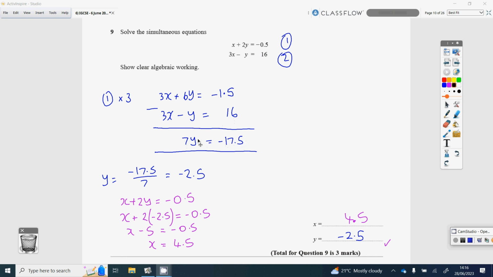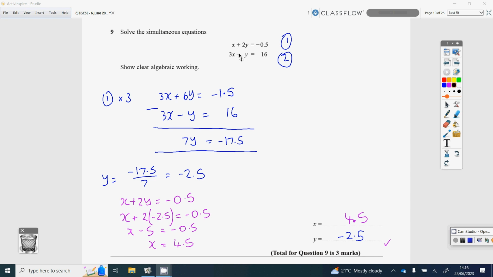So here I've got an equation I can solve. I've just got the one variable. 7y equals minus 17.5. So divide both sides by 7. I get y being minus 2.5. So that's part of my final answer, y being minus 2.5. Now I need to go and work out what x is. So I take my known y value and I substitute it back into either of the two original equations.